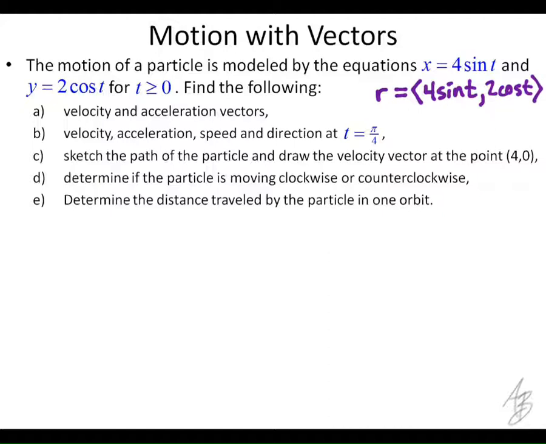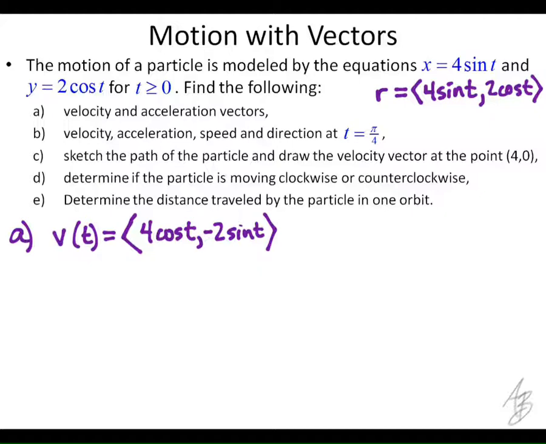So then the velocity vector for part A, I'm going to write it v of t since it depends on t, is going to be the derivative of each of those components. What's the derivative of 4 sine of t? 4 cosine of t. And what's the derivative of 2 cosine of t? Negative 2 sine of t. And that right there, that's your velocity vector. Pretty easy, right?